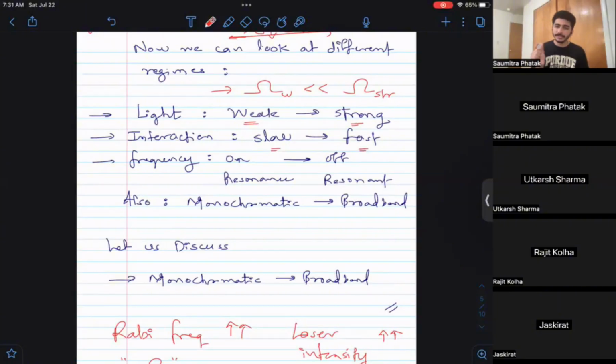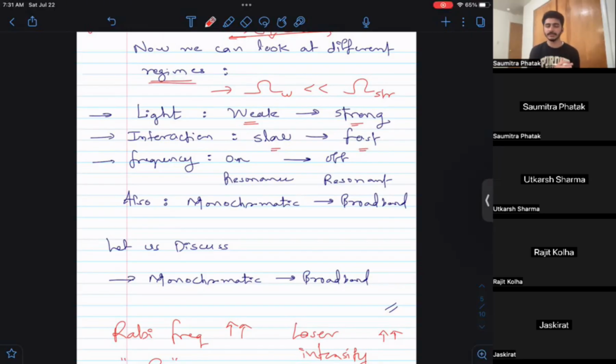So you can either have short pulses of lasers, or you can have long exposure. You can interact for a longer amount of time, or you can interact for a very short amount of time. And the physics will be very different when you consider these two different regimes. So these are actually the different regimes that we can talk about by just this derivation.